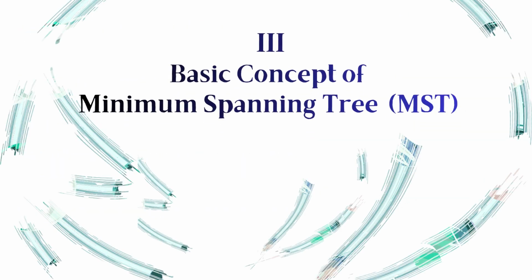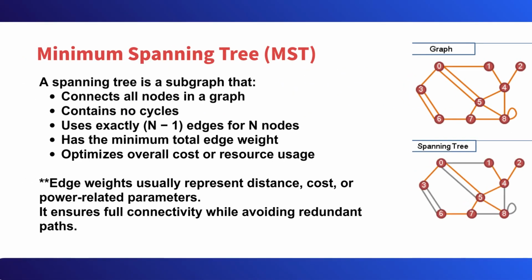Now, I would like to talk about the tree part, the concept of the minimum spanning tree, or MST, and explain its engineering significance, especially in power distribution systems. First, let's start with the definition. A spanning tree is a connected graph that connects all nodes, contains no cycle, and uses exactly n-1 edges for n nodes. This structure ensures that the entire network remains connected while avoiding redundant paths.